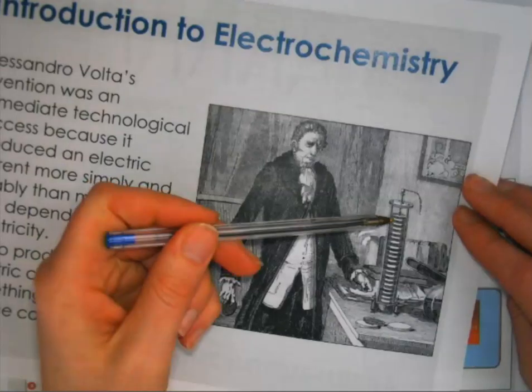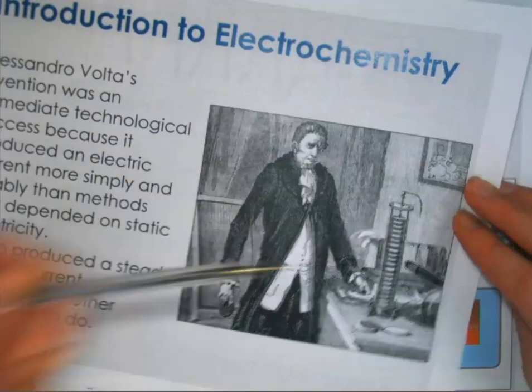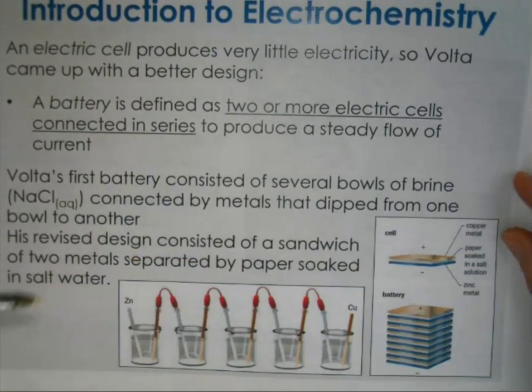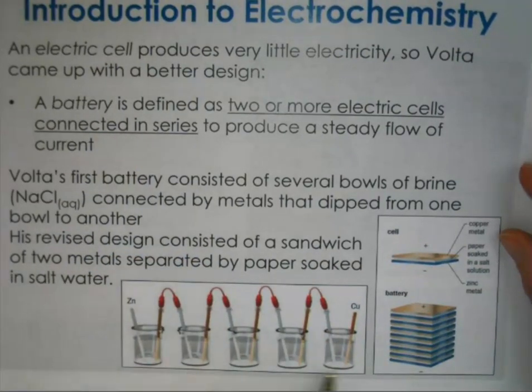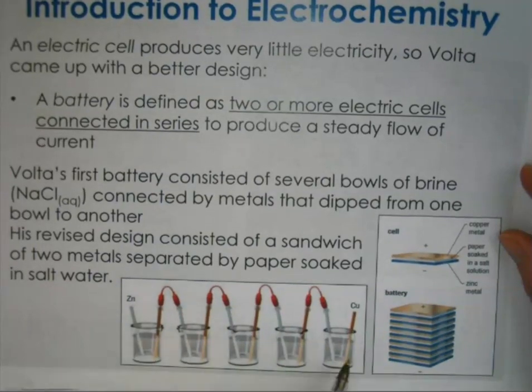So Volta came up with this better design, and you can actually see it in this picture here. We have this stack of alternating substances, right? His original design was that he had different containers filled with brine, which is just salt water, and between each one he had different metals connected from each solution to the next. He found that an electrical current could move through those solutions from cell to cell, if you consider each one of these a cell.